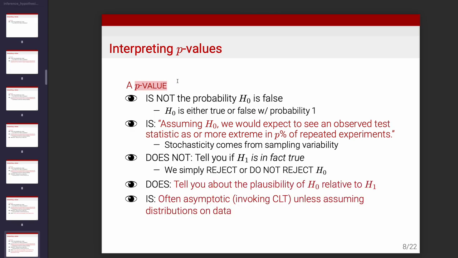The basic idea is that the p-value tells you about the relative plausibility of the null hypothesis to the alternative hypothesis, which is often denoted H1 or HA. Another thing to note is that these p-values will often be what's called asymptotic. So in many situations, the p-value will potentially have its desired properties only as the sample size gets bigger and bigger.